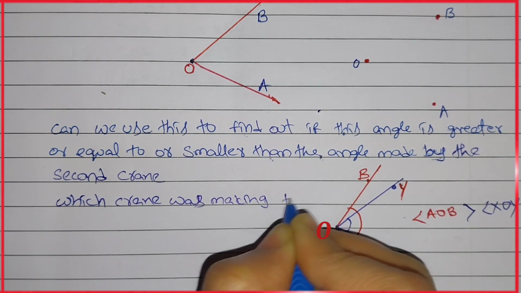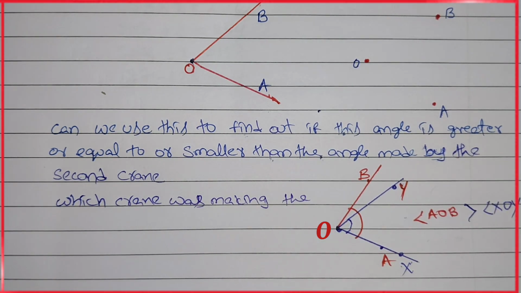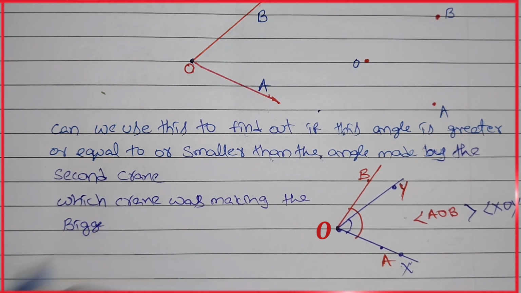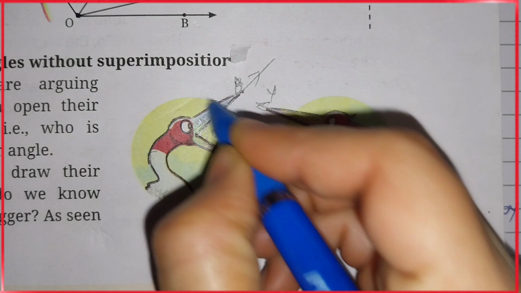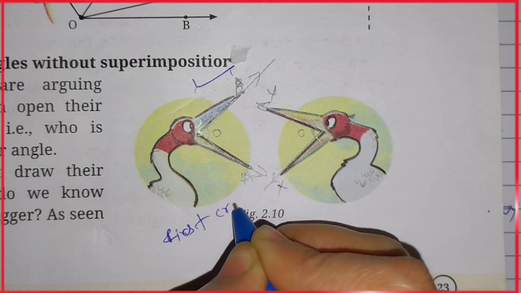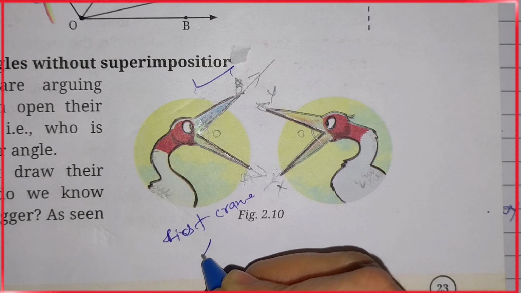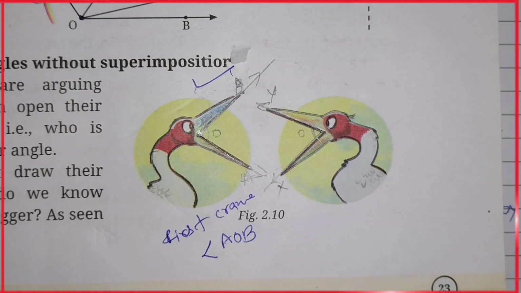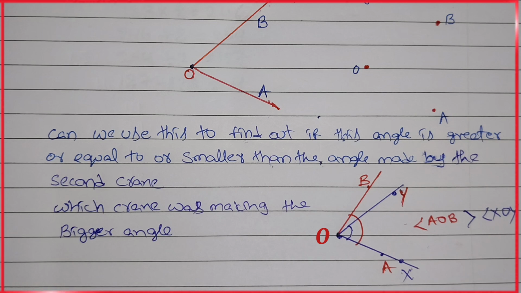So by simply using a transparent circle, we can check which angle is greater without cutting, tracing or superimposing. Which crane was making the bigger angle? The first crane was making a bigger angle. So today we learned how to compare angles without superimposition with the help of a transparent circle sheet.